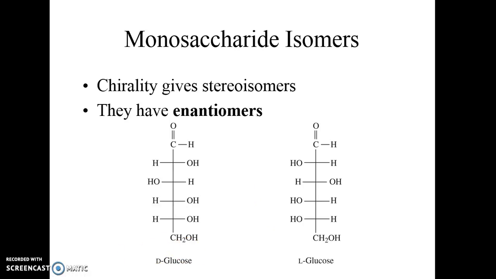So what do you do to classify things as enantiomers? You make sure all the functional groups are the same, all the numbers of carbons are the same, and then verify there's a chiral carbon, at least one, and that it is a mirror image.